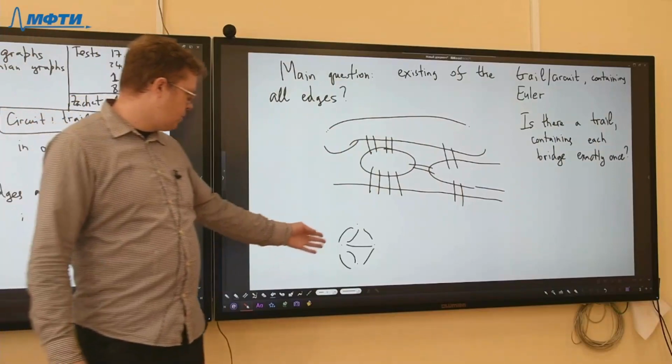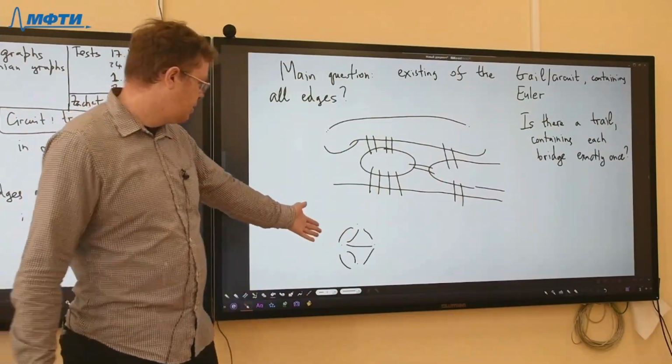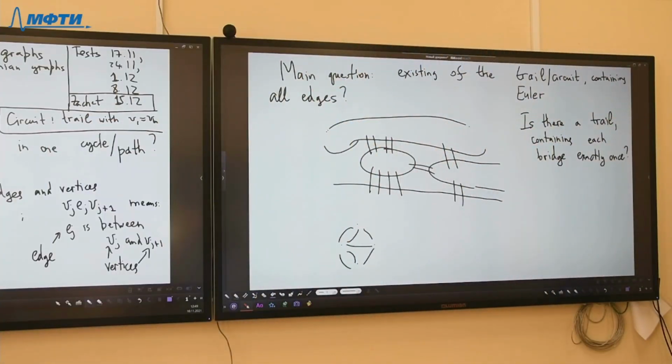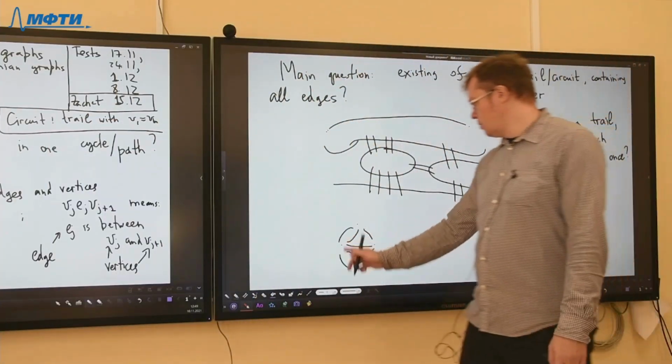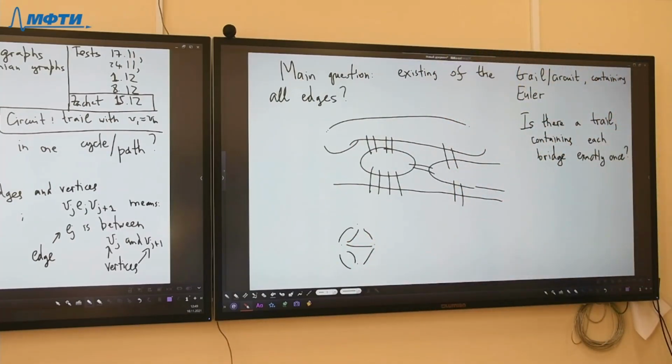And so of course we can meet the same vertex several times. So we talk about a trail, not about a path. Because the vertices can be repeated, but the edges cannot be repeated. We need to meet each edge exactly once.